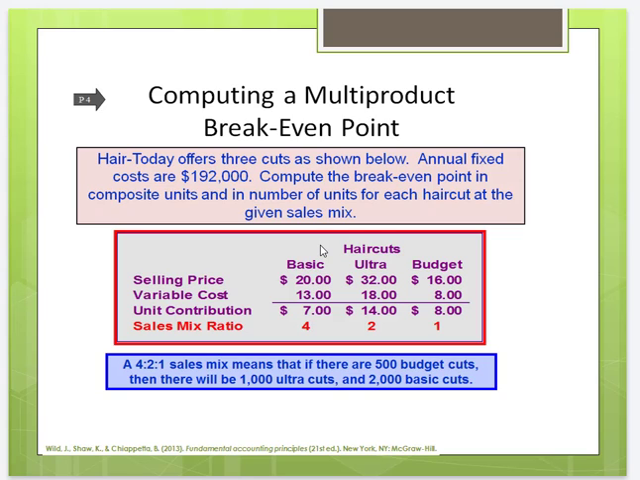Now, the sales mix ratio. We can see here that it's 4 to 2 to 1. What this means is that for every 7 haircuts, and the 7 is just the 4 plus the 2 plus the 1, 4 of them are basic, meaning that's their most popular cut, 2 of them are ultra, and 1 of them is budget. This gives us our percentage of cuts that are attributable to each type.